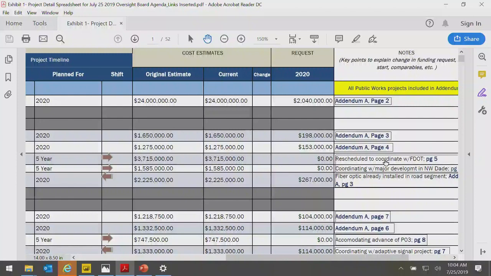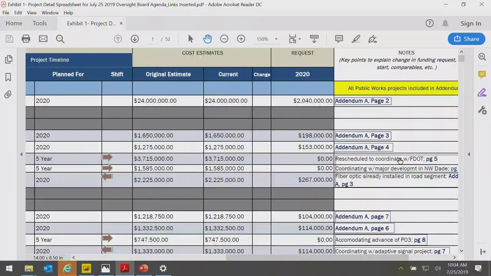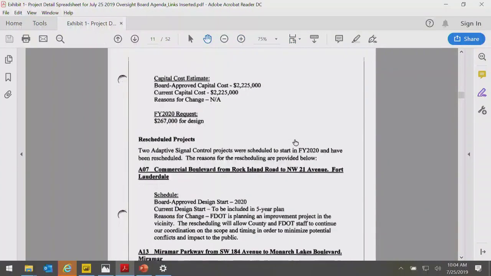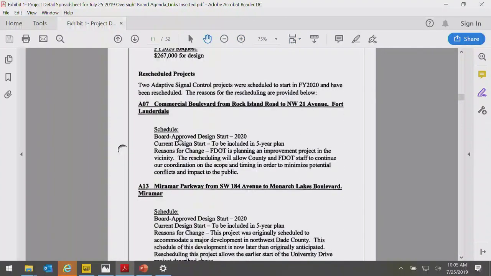For those of you that might be watching, there are hyperlinks. If you go to this document on the webpage, you can actually hyperlink to a narrative explanation of every project. That's a good point. The hyperlink has more descriptions in terms of the scope of work, what our expectations are, and that type of thing. It's the same information that I'm briefly summarizing here.